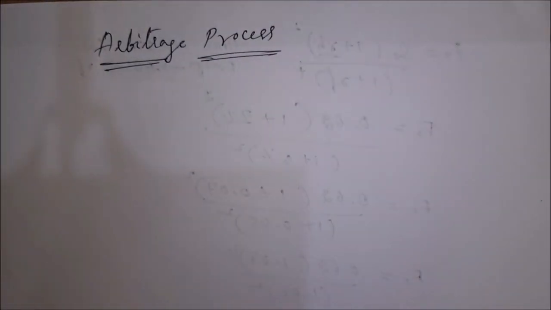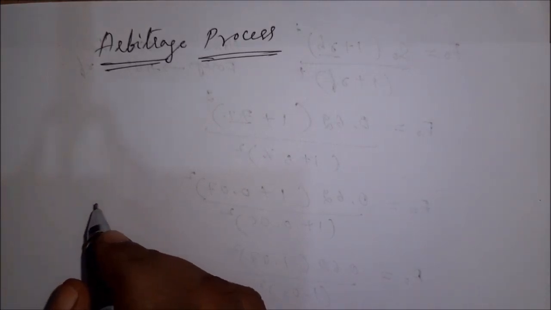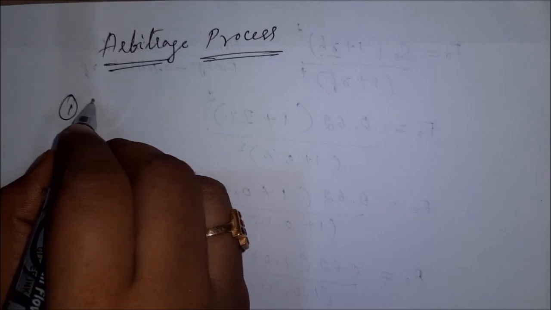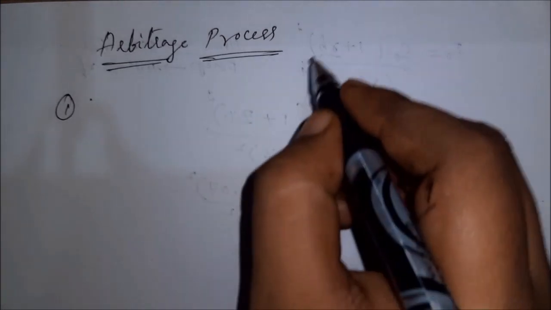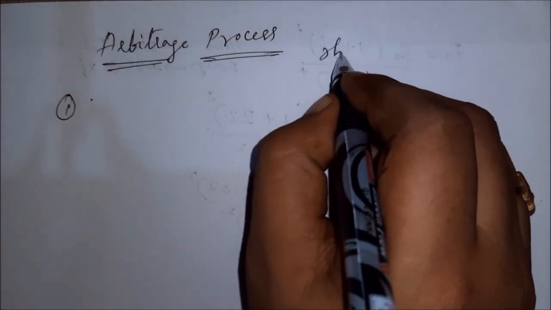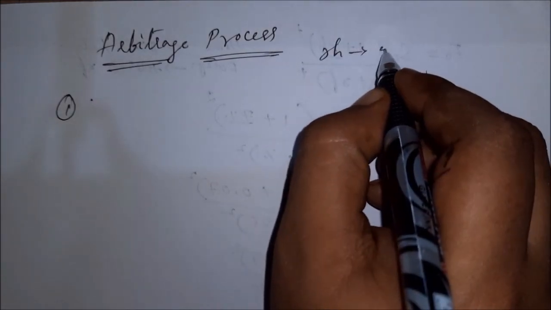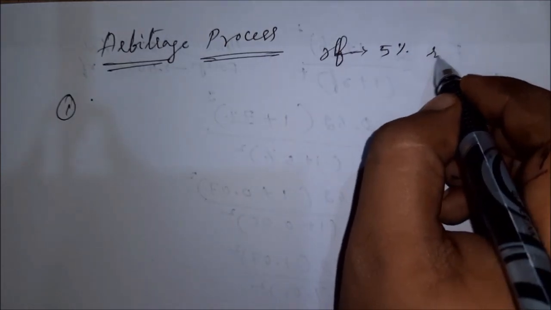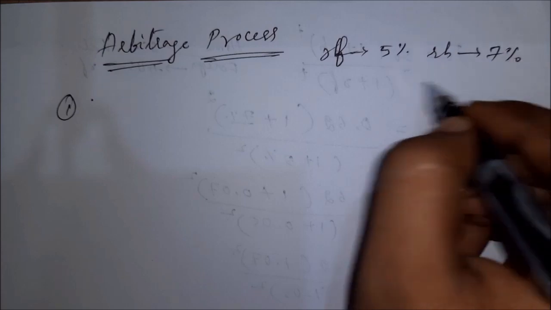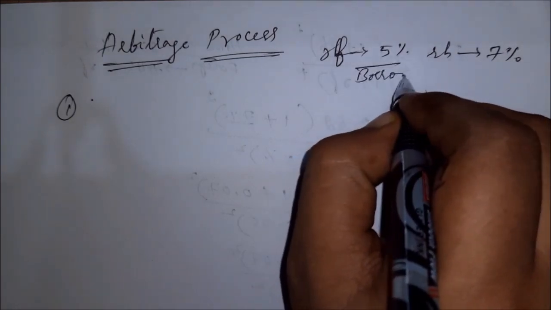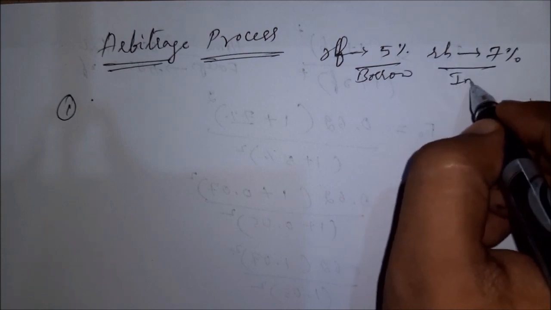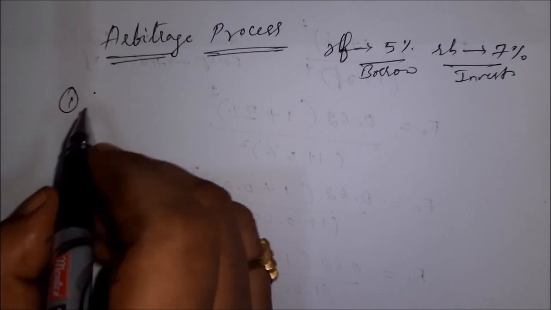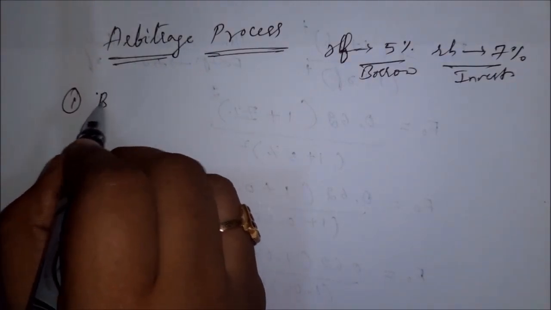First step, here we have to borrow the fund. Where will you borrow the fund? See the rate of foreign currency and the rate of home currency. The rate of foreign currency is 5% and the rate of home currency is 7%. 5% is less, so we will borrow here, and where the rate of interest is high, that is in home currency, 7%, we will invest there.